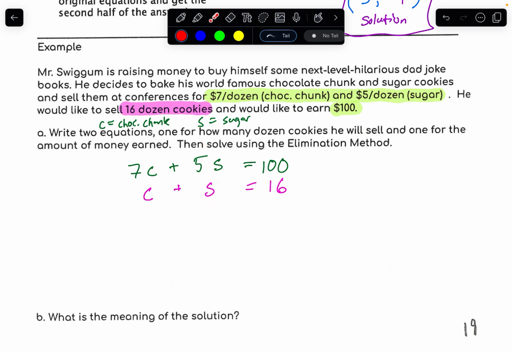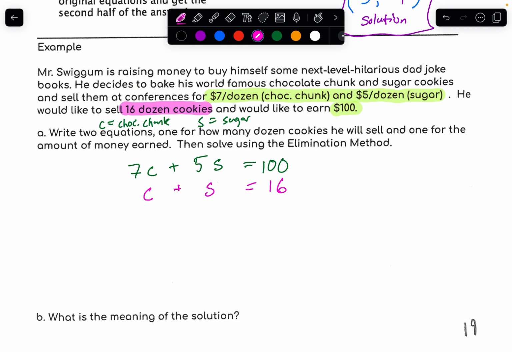But we can get the coefficients to be the same on either the C's or the S's by multiplying. So let's multiply that second equation, because I think that's what's going to be easier, right? And you have to decide, do you want to eliminate the C's? Do you want to eliminate the S's? We're going to have to choose one, and I'm going to choose one. I am just going to choose the C's.